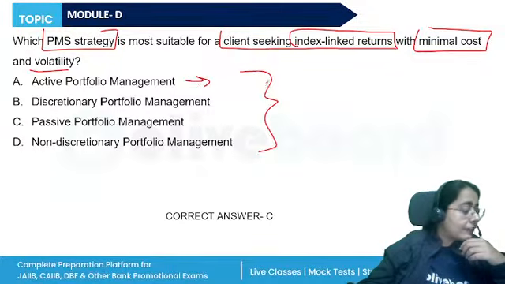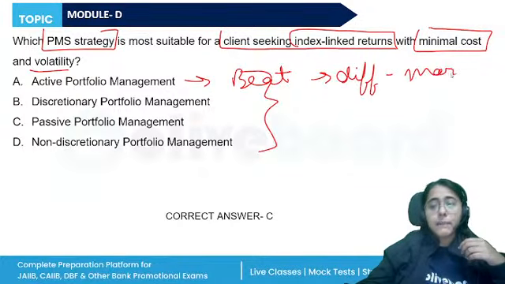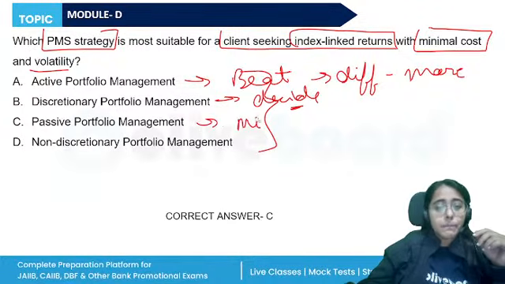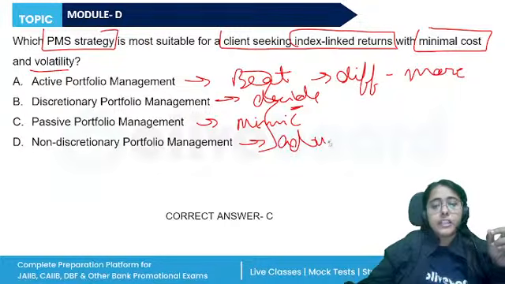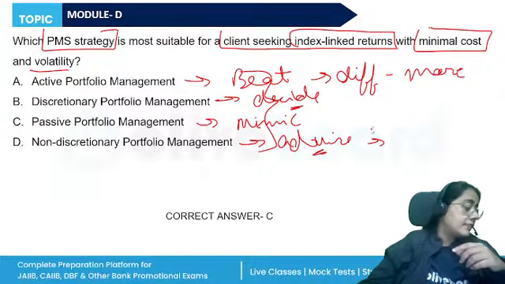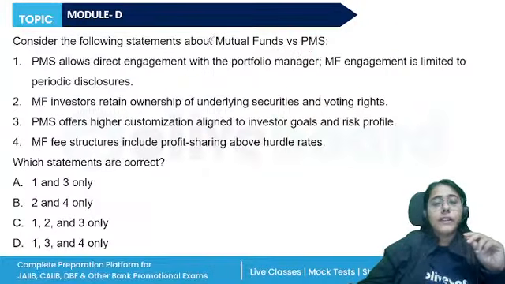What happens in the active portfolio management? We are trying to beat the index, take different positions. So there is more churning, buying and selling. Discretionary means full powers to decide are given to the portfolio manager. They will decide what to buy, what to sell. Passive means mimic the index. Non-discretionary means the portfolio manager will only give advice. The final decision to buy or sell is with the client, the investor. Okay, so C.